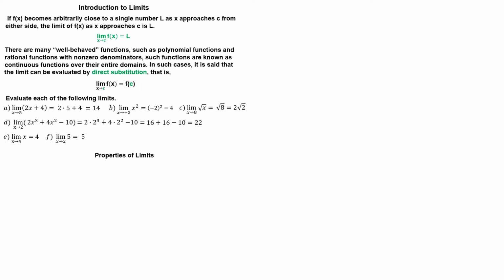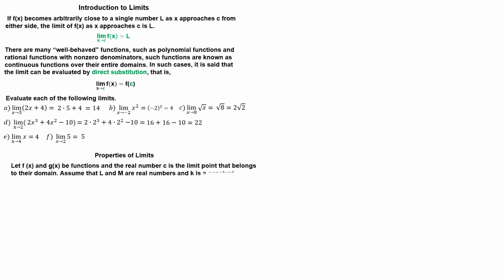Properties of limits. Let f of x and g of x be functions and the real number c is the limit point that belongs to their domain. Assume that L and M are real numbers and k is a constant, such that the limit of f of x as x approaches c is equal to L, and limit of g of x as x approaches c is equal to M. Then each of the following statements holds.